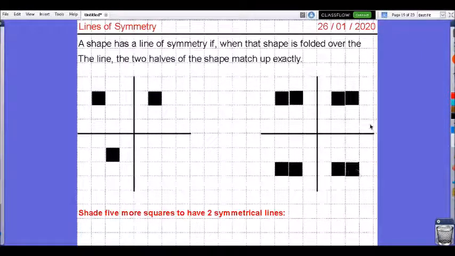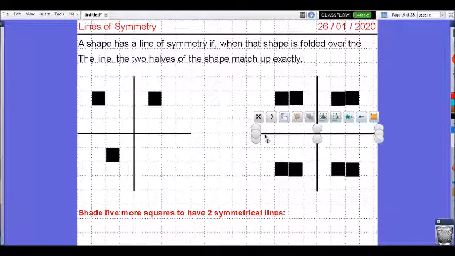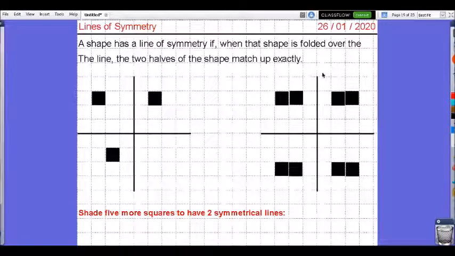Now the 2 lines that we have here are lines of symmetry. If I fold this half over this line of symmetry, they're just going to match up exactly with the other half. The same thing exactly, if I fold this half here over this line of symmetry, it is going to match up exactly with the other half.